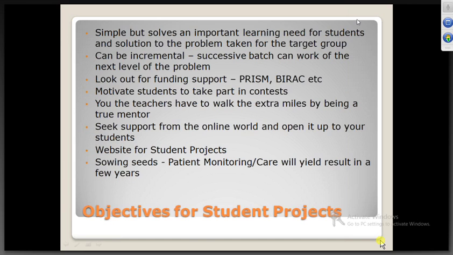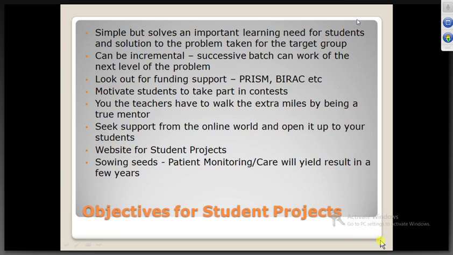That's what I talk about when I say motivate students to take part in contests. Today I see, maybe in the past few years, there are lots of contests being conducted by many deemed universities, many colleges, annual events or so many contests. And so what I would suggest is you motivate your students and ask them to take part in such contests.